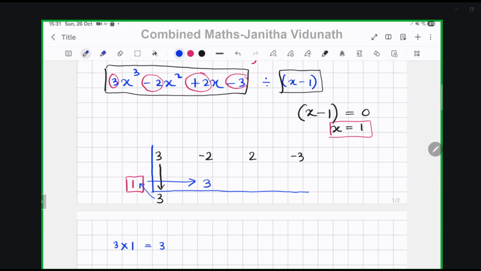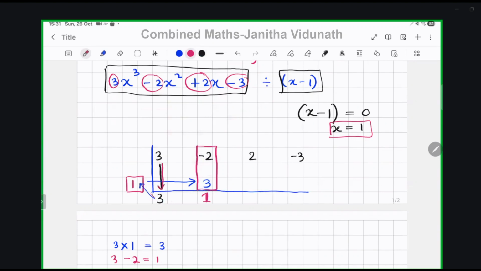We need to pass it here. Then we add the numbers inside the column. That means 3 minus 2 is equal to 1. Then we put that number in here. Let me repeat. First, we need to bring down the first coefficient.